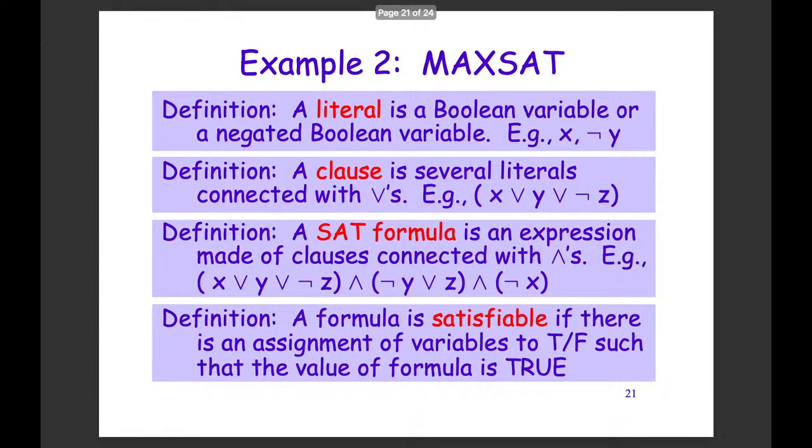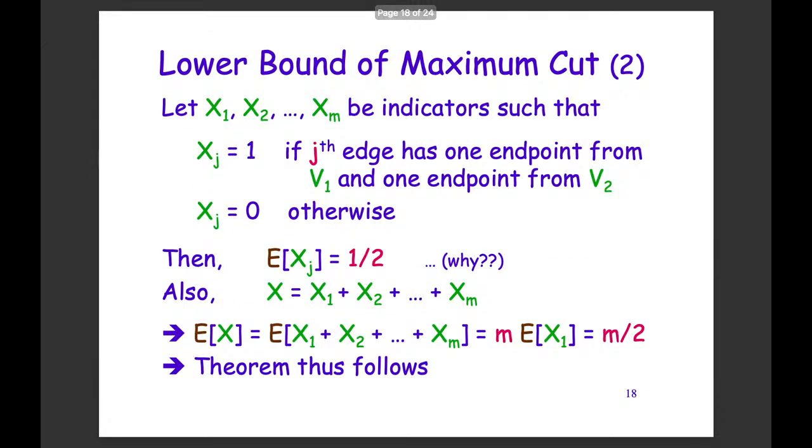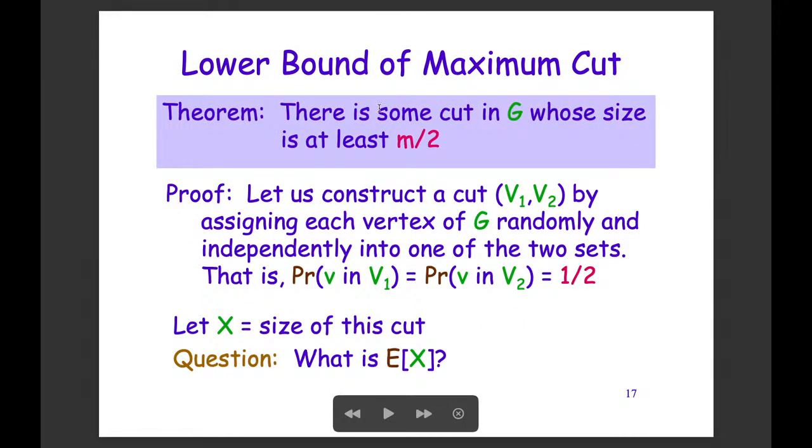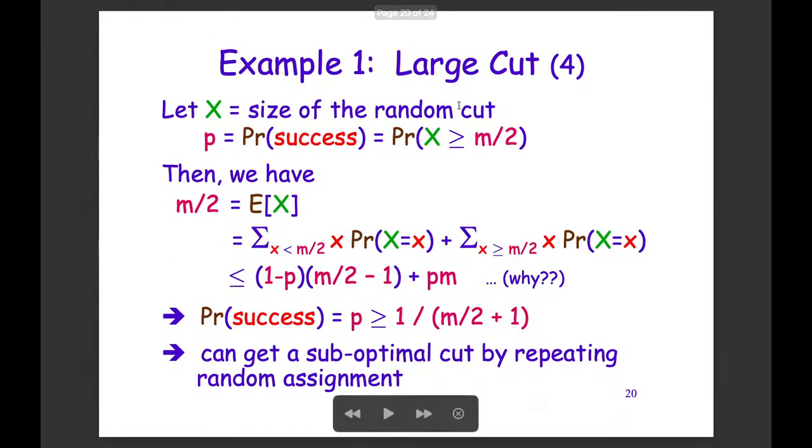So this is the first example. In this example, we not only show the existence of a cut with size at least m over 2, but we are also turning this into a randomized algorithm, and then we can analyze the probability of success.